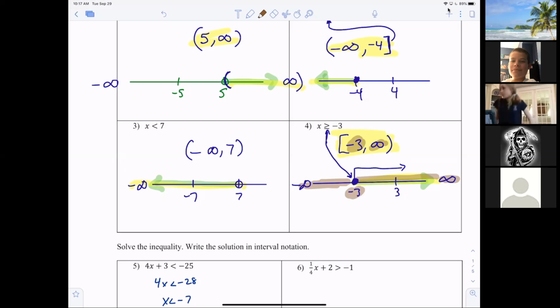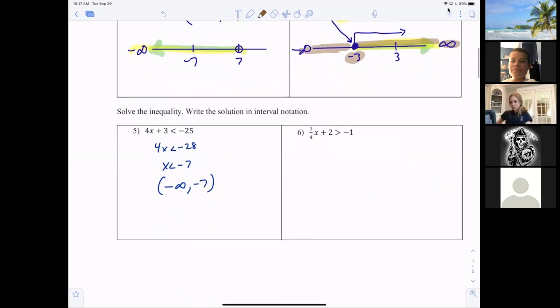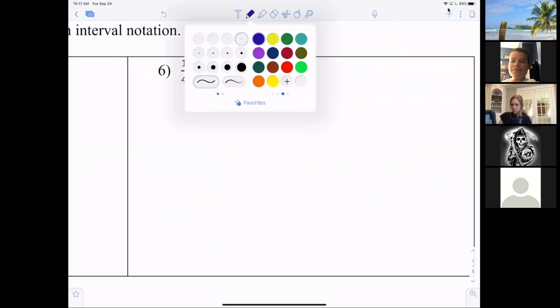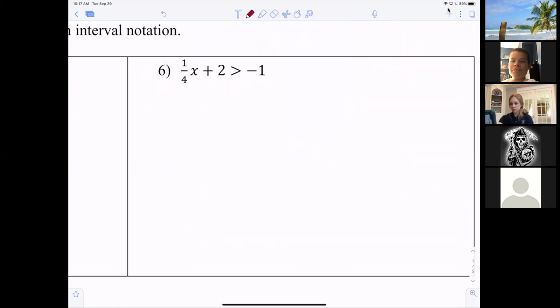All right, so here we go. We're on number 6 now. Now we're doing everything exactly like we did yesterday, except this time we're writing it in interval notation. We're not writing a number line anymore. So the first thing I need to do is what? Come on, guys. What am I doing on this first problem? Subtract 2. So everybody should be able to say 1/4 x is greater than negative 3.